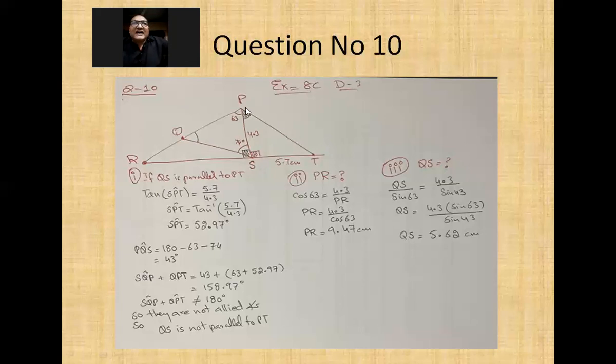this is a right angle triangle. If this angle is 90, this angle is 90, this is a right angle triangle. The PST is a right angle triangle. I know this side and I know this side. This side is 5.7, this side is 4.3. I want to know this small angle. The name of the angle is SPT. I want to know this angle.